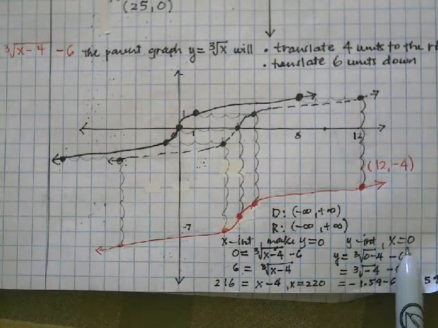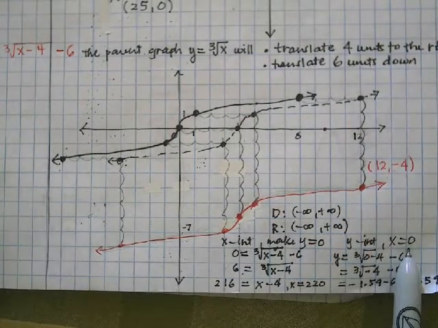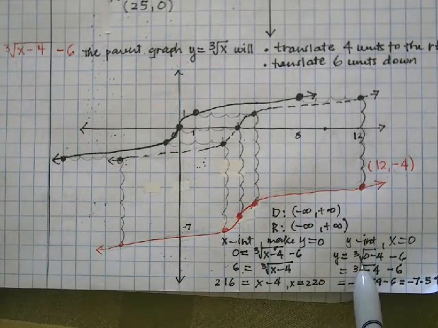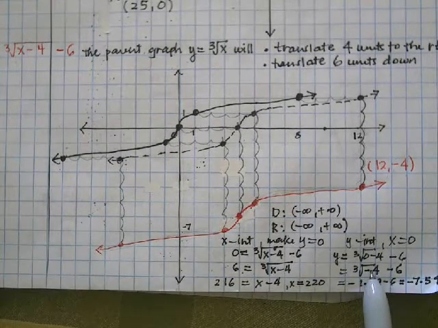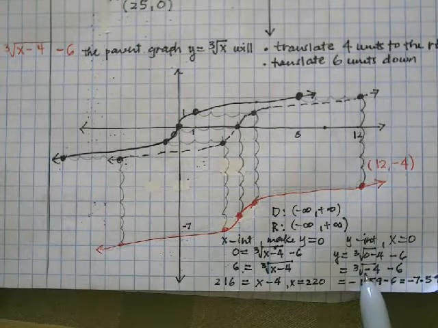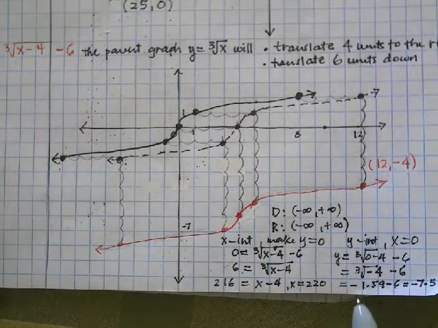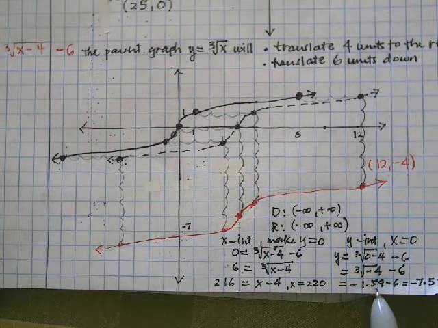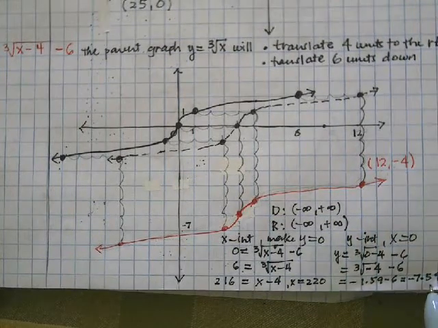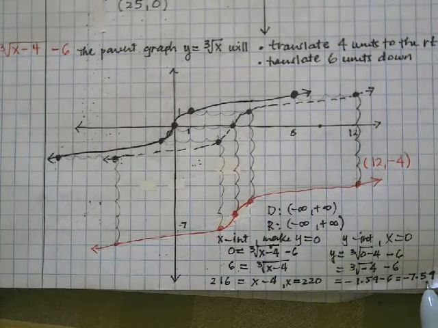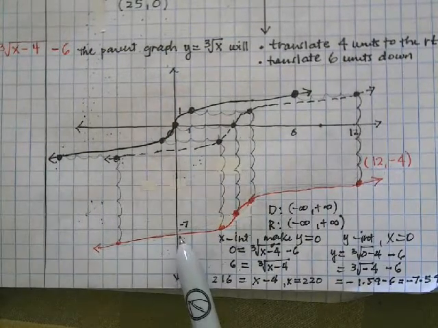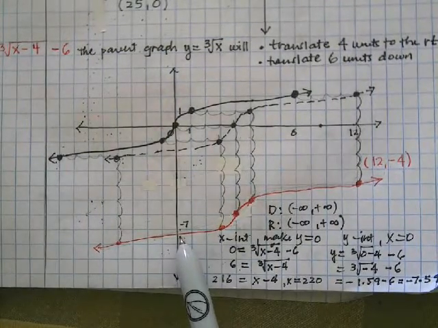So to find the y-intercept, you make x 0. So y will be cube root of 0 minus 4, minus 6. Cube root of negative 4, use your calculator, negative 1.59, minus 6, so negative 7.59. So this exact point is (0, -7.59).